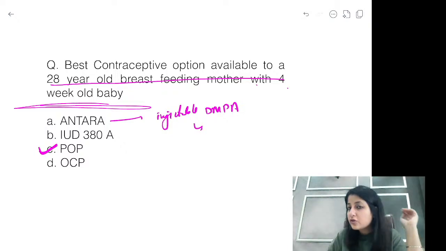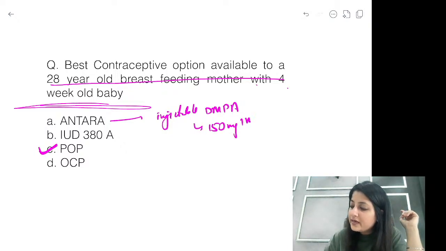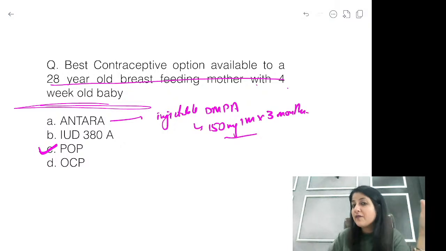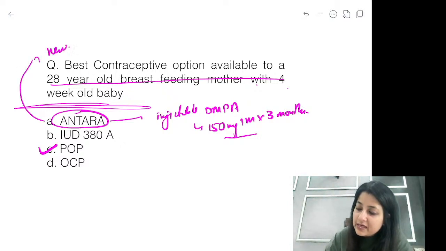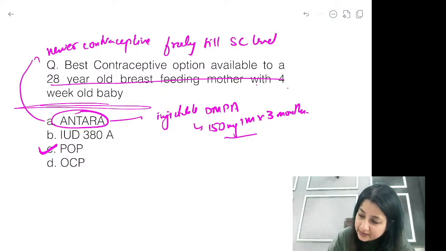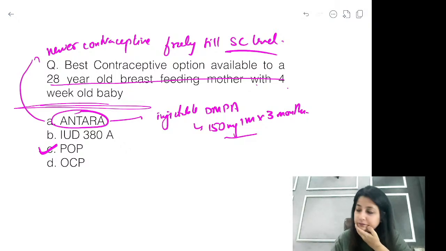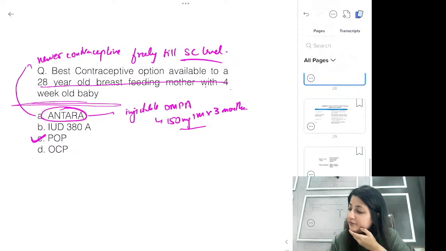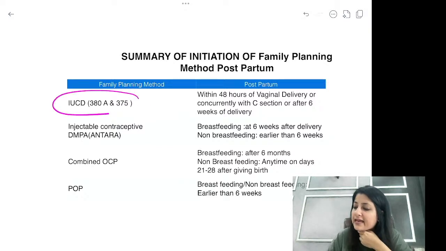The DMPA injection has to be given 150 milligram intramuscular every 3 months. It is now available by the brand name Antara as a newer contraceptive, freely till the subcenter level. I have put one slide in the PDF, you can go through it later. IUCDs within 48 hours of delivery with C-section or after 6 weeks of delivery. Antara you can also give 6 weeks after delivery.